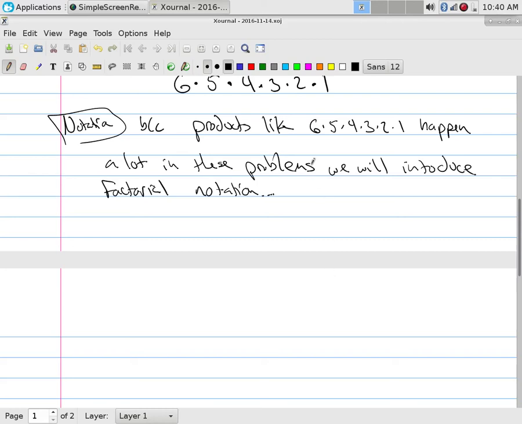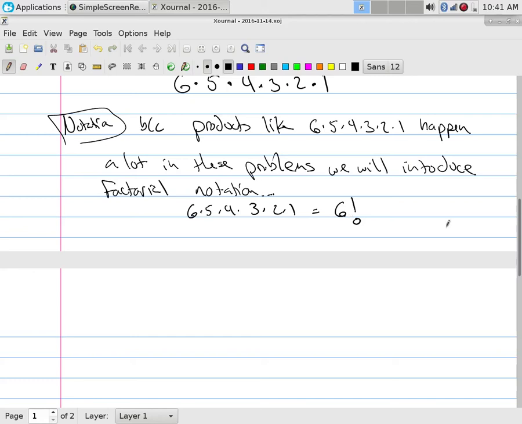So what we do is, for this 6 times 5 times 4 times 3 times 2 times 1 is simply going to be 6 factorial. The exclamation point is just a notation to say every integer from there all the way down to 1. So that's our notation.